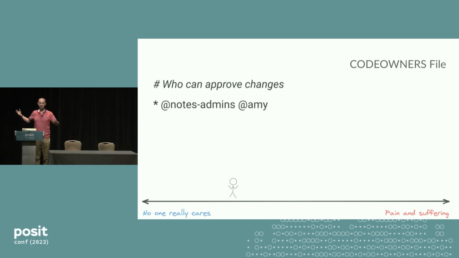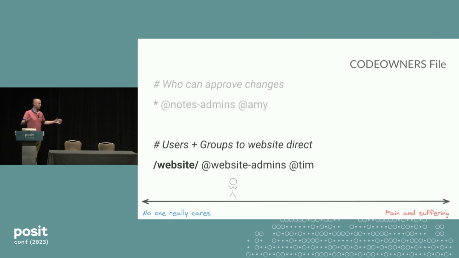So star just means the group called admin, which would be a group of users, can do what they want. They can merge, and all that sort of stuff. And this person, Amy, has also got those superpowers. Then we've got another directory. So website might be a directory inside my Git repo, and website admins and Tim are only allowed to change that website, but they're not allowed to change other stuff. Okay? There's a few more options, but keep it simple.